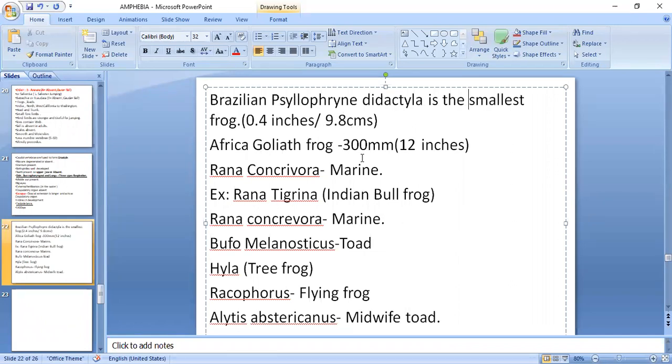The African Goliath frog is one of the biggest frogs. Its size is 300 millimeters or 12 inches. This is important, remember. I forgot to mention it during the general characters. Rana cancrivora is a marine frog. Normally there are no marine amphibians. This is the only amphibian whose habitat is marine water.